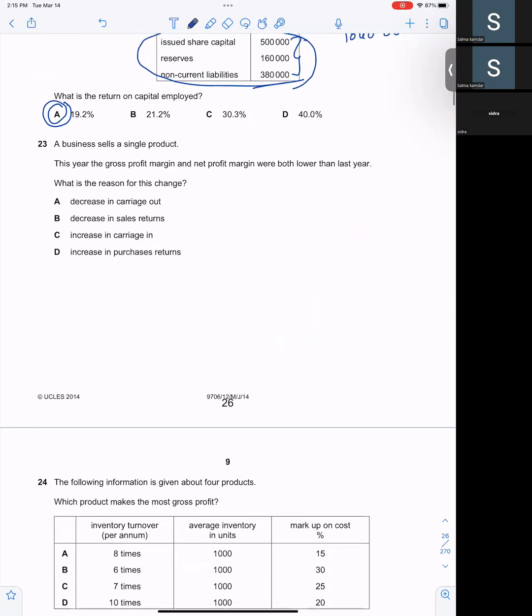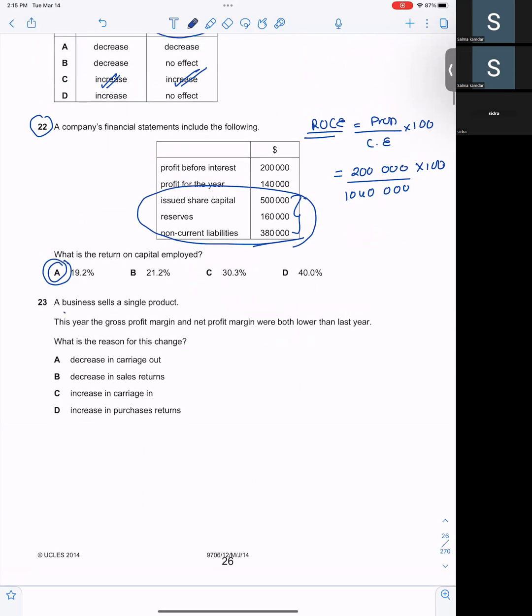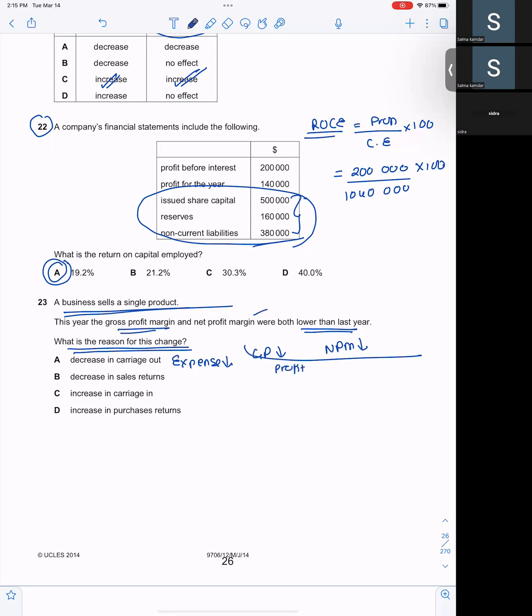Come on, next. A business sells a single product. This year, the gross profit margin and net profit margin were both lower than last year. What is the reason for this change? Okay, so gross profit margin and net profit margin have both decreased. So a decrease in carriage outwards? Carriage outwards is an expense, but it does not affect gross profit. Even the net profit margin is lower, right?